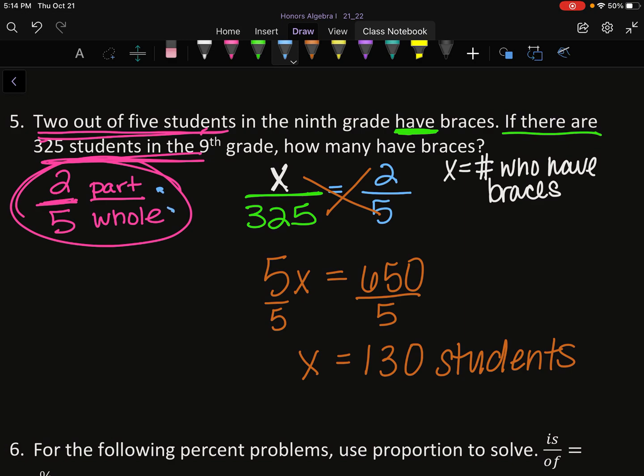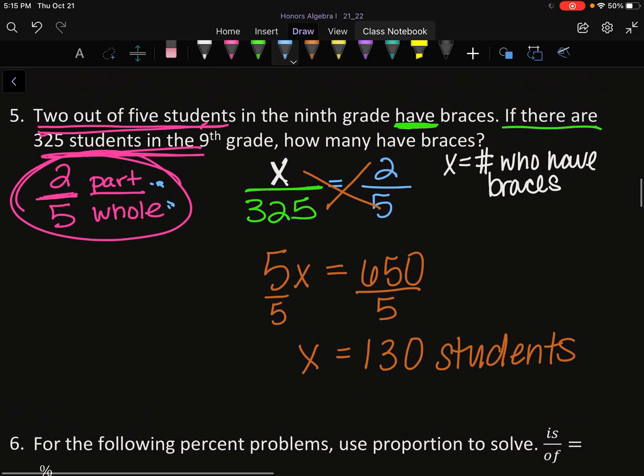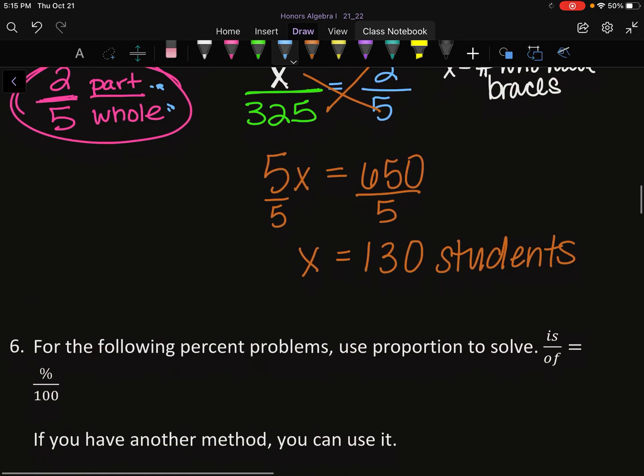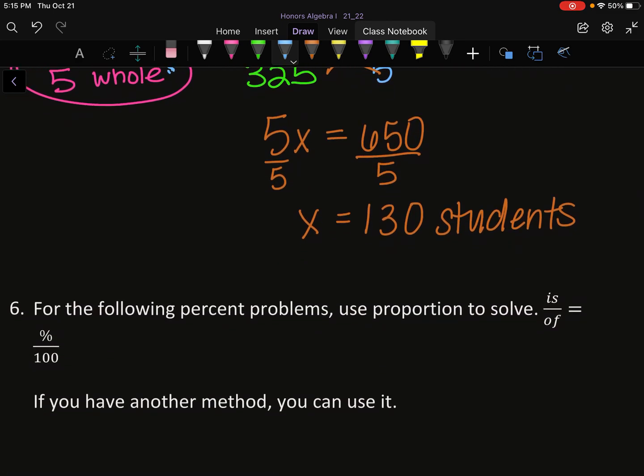Sometimes it's not always part and whole together. It could be part and part, meaning girls and boys, right? Which I think we'll be talking about. I may have added one, I may have not. I thought I did. That's all right.